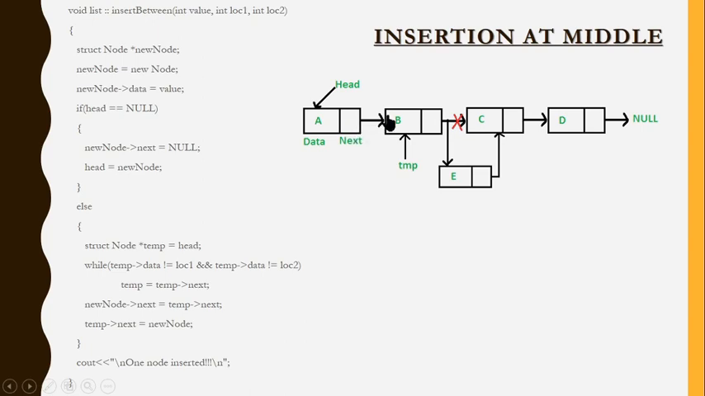So how the pointers are going to be stored: you can see B's address will be stored in A, and E's address will be stored in B, and C's address will be stored in E, and D's address will be stored in C. Please imagine it in that manner. That's how the linked list should look if I insert a new node E in between B and C.